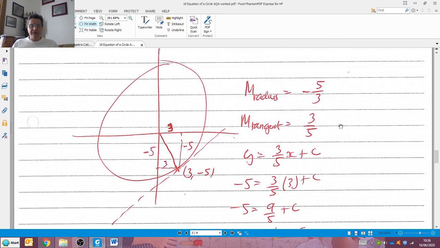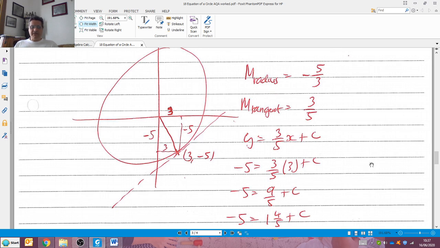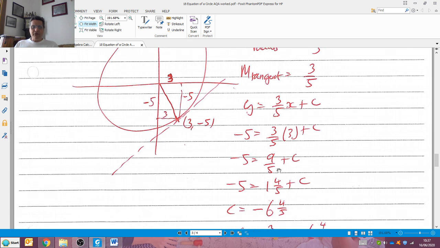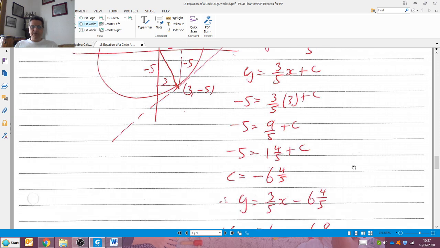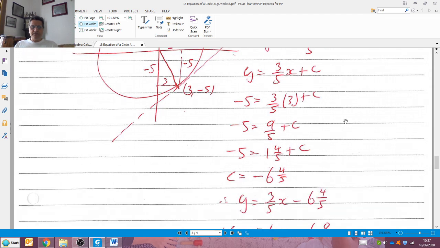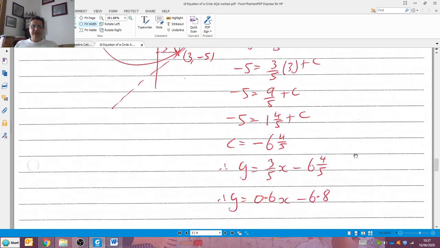So we've got 3/5. The equation of the tangent is y equals 3/5 of an x plus some sort of intercept. That's the bit we're about to work out. So plug in the y, which is minus 5, plug in the x, which is 3, and just do some raw mathematics. We've got 9/5, which is 1 4/5. Take it over and subtract, which gives us minus 6 4/5. So what's the equation? y equals 3/5 of an x, because that's the gradient from before, minus 6 4/5.